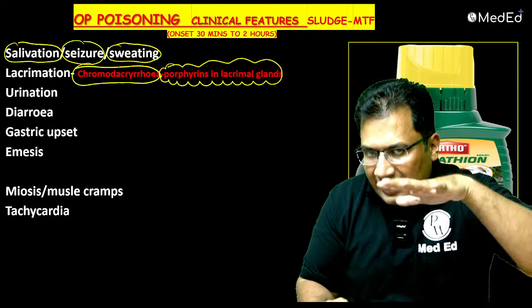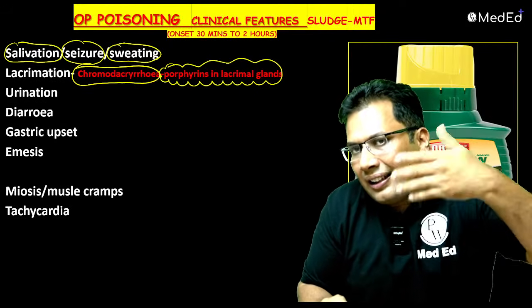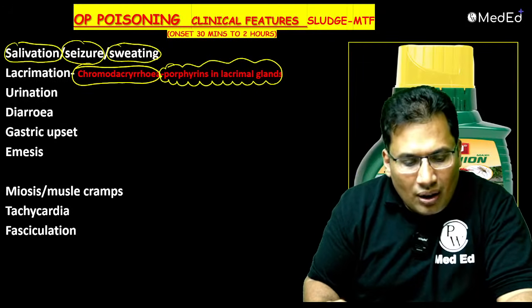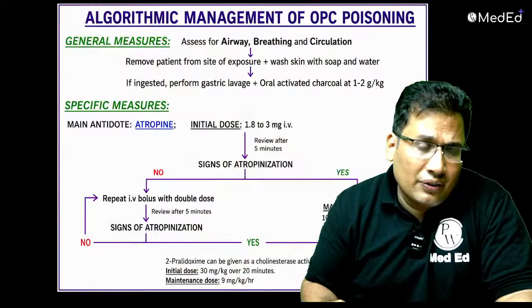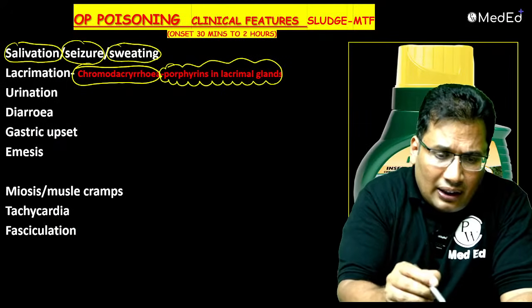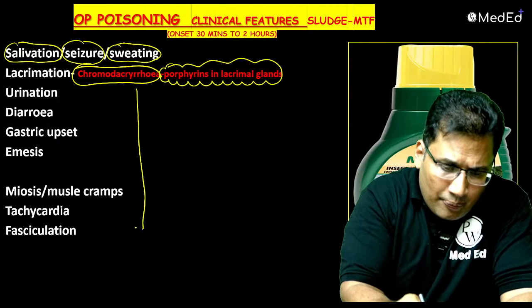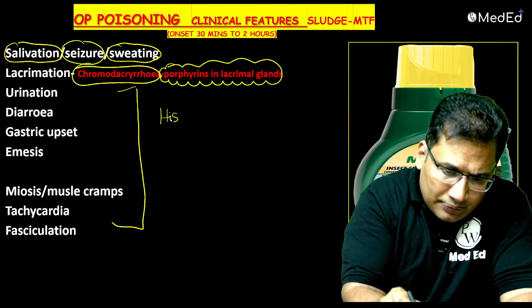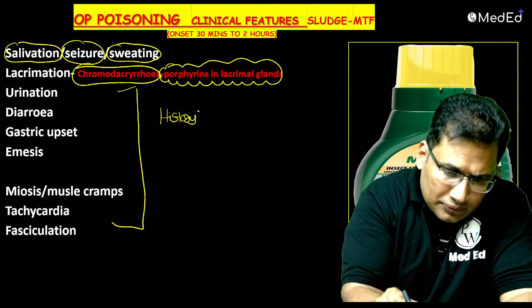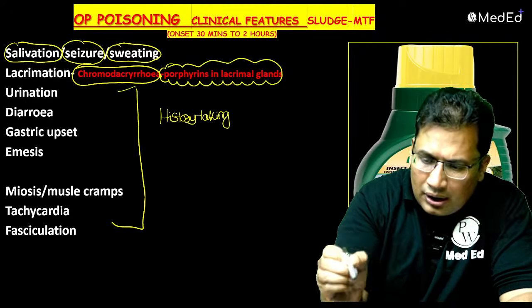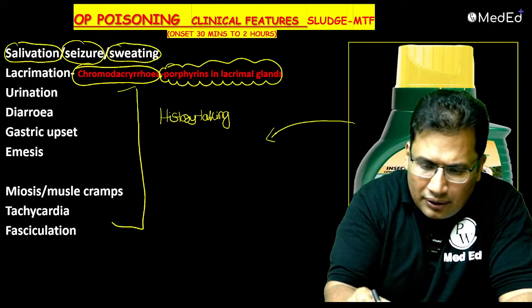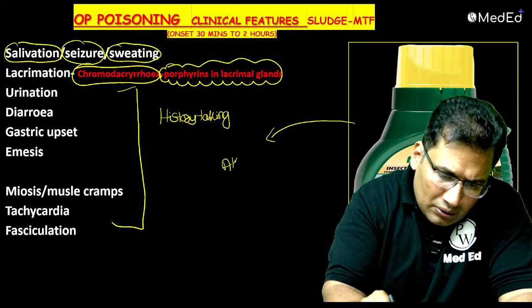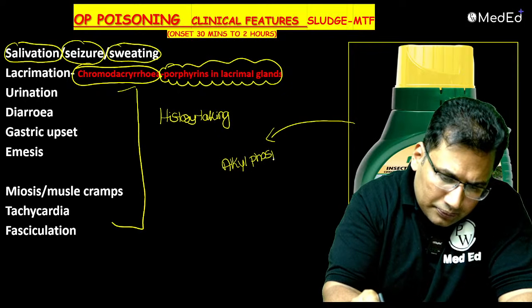Tachycardia in the initial stages, later there can be bradycardia. Fasciculations, so all these are clinical features. These are very important in history taking. And this is malathion, a well-known alkyl phosphate.